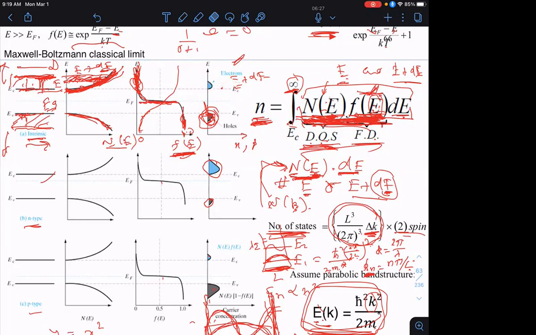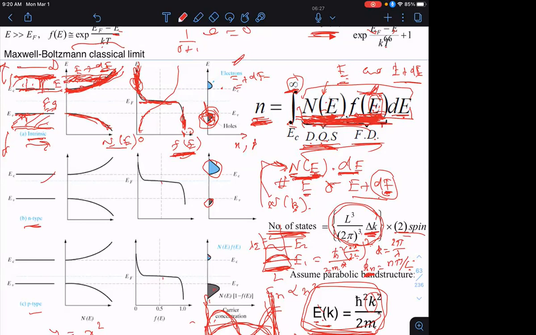Okay, so you find that the number of electrons occupying different energy levels is obviously 0 in the band gap. It increases, it peaks at some point, and then it dies down. So you have very few electrons occupying these higher energy states, okay? Same with the valence band, holes in the valence band.